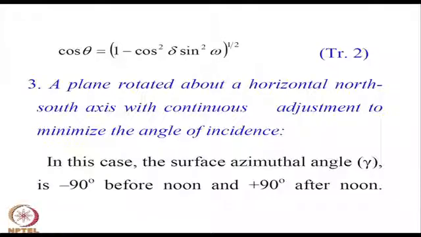a horizontal north-south axis with continuous adjustment to minimize the angle of incidence. This requires a little bit of explanation. This is my aperture plane. To my front is the south, let us say, to my back is the north, and this is east, and this is west. To my right is west, to my left is east. So, if I face the aperture towards east and keep on rotating it about the north-south axis, which is horizontal, I will go from east to west, and at each instance I am changing the slope of the surface by a certain amount as given by whatever expression we are going to get.